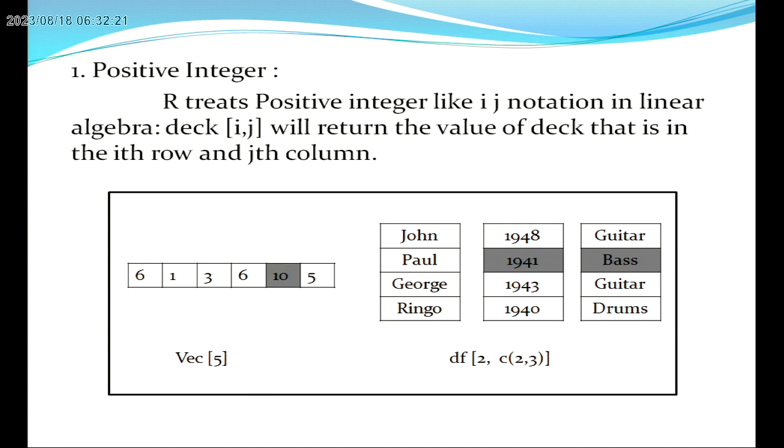Another example is a data frame with x, y position. So that is the second element. We can select the second row and then the second column and third column of the data frame. So we can use the value in the data frame: first one is the row value and then the column value.